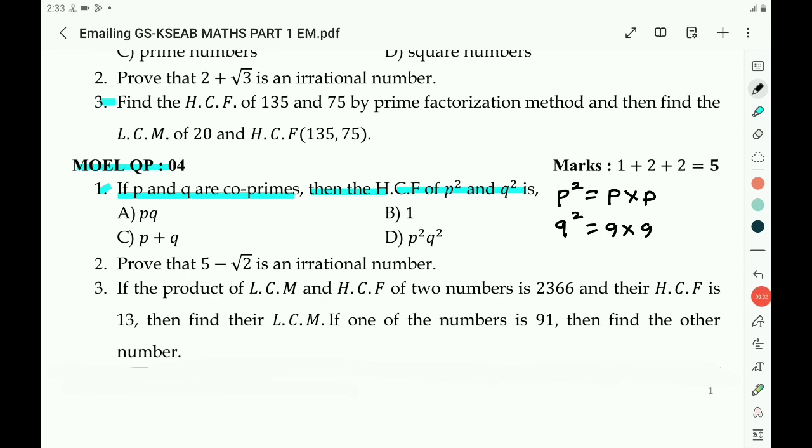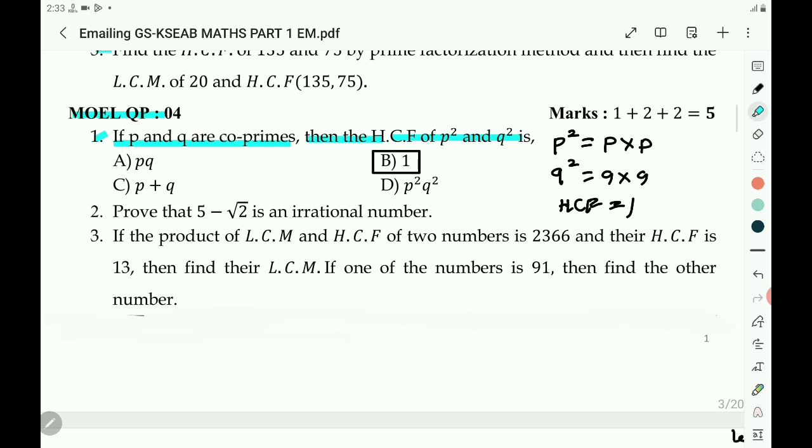As P and Q are co-primes, their HCF is 1. Their common factor is only 1. So here you can take the HCF is also equal to 1. HCF of P square and Q square is equal to 1 as P and Q are co-primes. So, what is the answer? The answer is option B, 1.